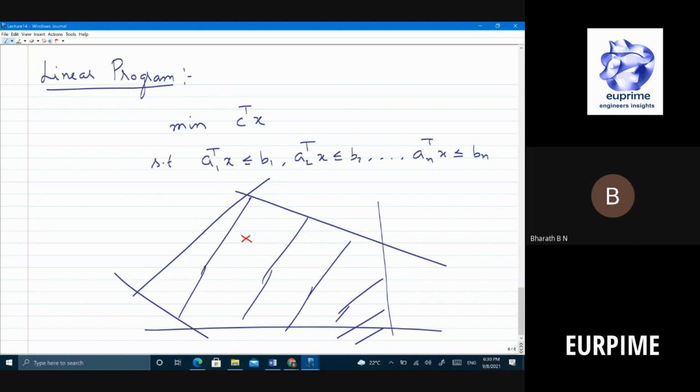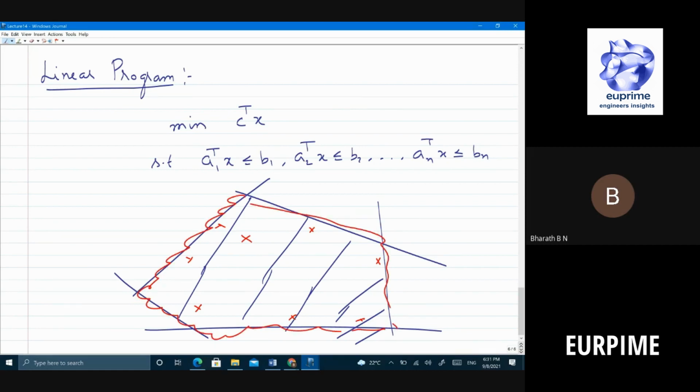Obviously, right? I can move in the direction of C. C transpose is some vector. I can move in that direction and still get a positive, or if it is minimization, then I'll move in the direction of minus C, right? You agree? And still decrease. So this cannot be a point. Same argument applies to any point you pick inside. Do you agree? So where does the solution lie? On the surface, right? On the hyperplane, this intersection.